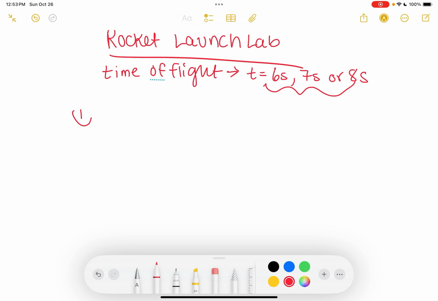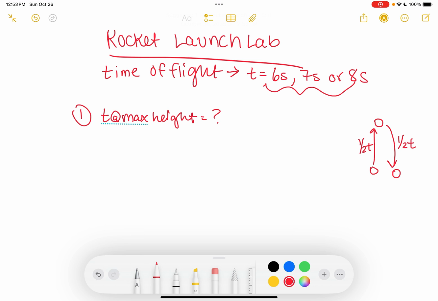Okay. Your first calculation, what is the time at your max height? How do we actually figure this out? Well, it takes the rocket a certain time to launch up to the max height, and then when it comes back down, it takes 1/2 of the time. So in order to get that, we're going to divide the time by 2. So your equation will be T at max height. And this is just me being very specific, it's just T, right? Just regular time, but I'm saying time at this particular point. So T at the max height is going to be total time divided by 2.